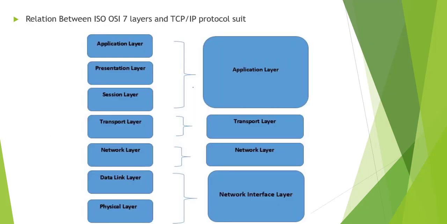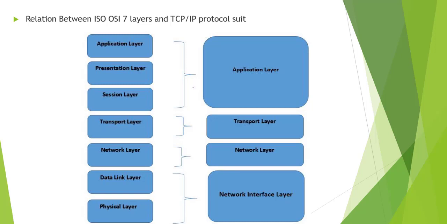These are the relationships between the OSI 7 layers and the TCP/IP protocols. The OSI 7 layer model has three layers: application layer, presentation layer, and session layer. These three layers' functions are equal to the TCP/IP protocol application layer.